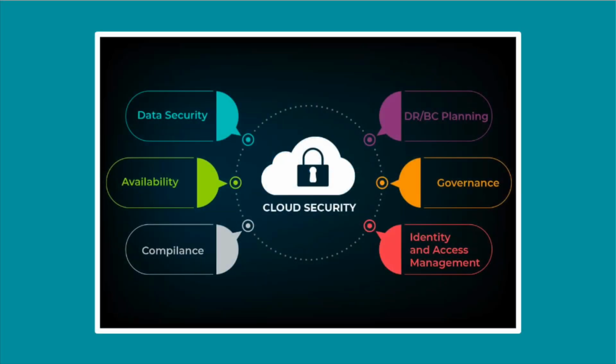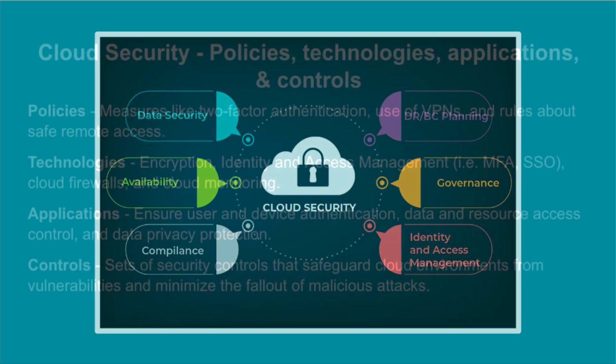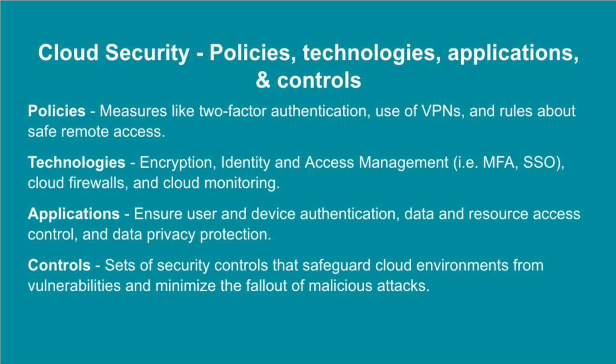Well, now that we have covered cloud computing, let's talk about cloud security. Now, let's take a look at policies, technologies, applications, and controls of cloud security. First, we'll take a look at policies. Policies are measures like two-factor authentication, uses of VPNs, and rules about safe remote access. Technologies include encryption, identity and access management, or MFA and SSO, cloud firewalls, and cloud monitoring.